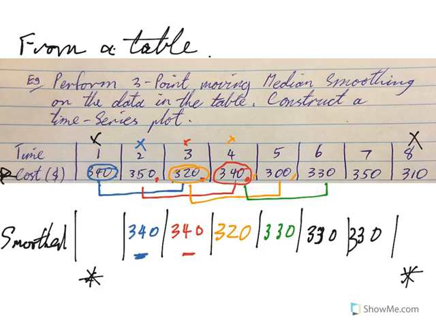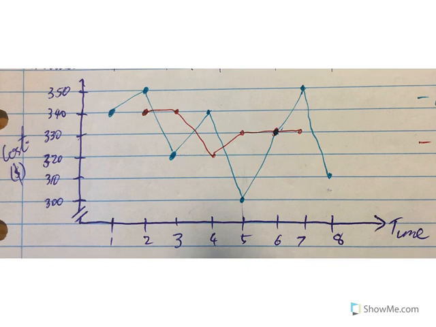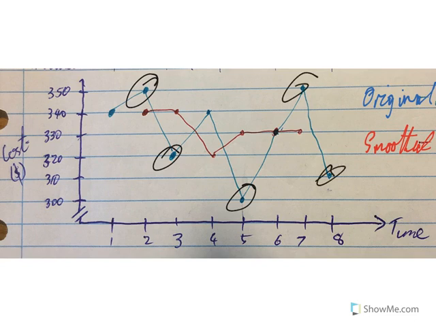The second part asked us to construct a time series plot. If we do that, this is what we end up with. Here's our time series plot; the blue is our original data, and the red is our smoothed. As you can see, we had some big changes, high points and low points, and with the red smoothed line, that up and down has been taken out to a certain extent. So that's been smoothed with medians.